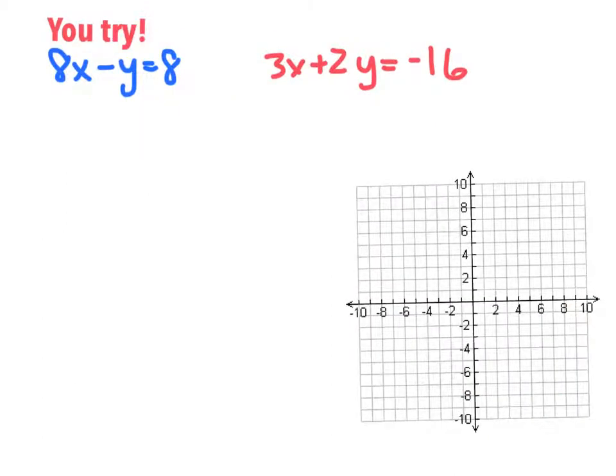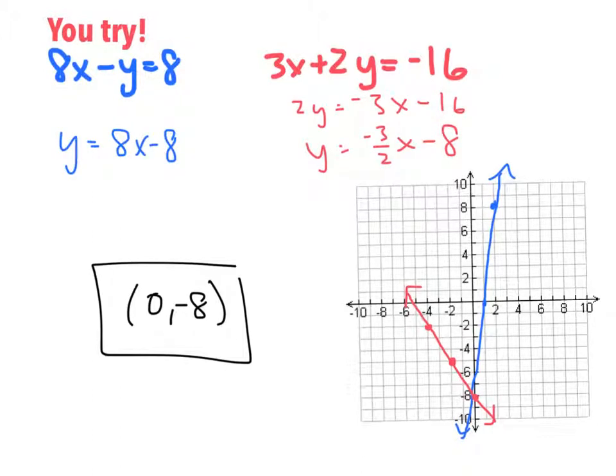All right, so now it's time for you to give it a try. We have two equations here. Just go ahead and press pause, and then check your answer in just a minute. All right, once you graph both of these equations, you should see that they intersect right here at (0, negative 8). So my solution to this system is (0, negative 8).